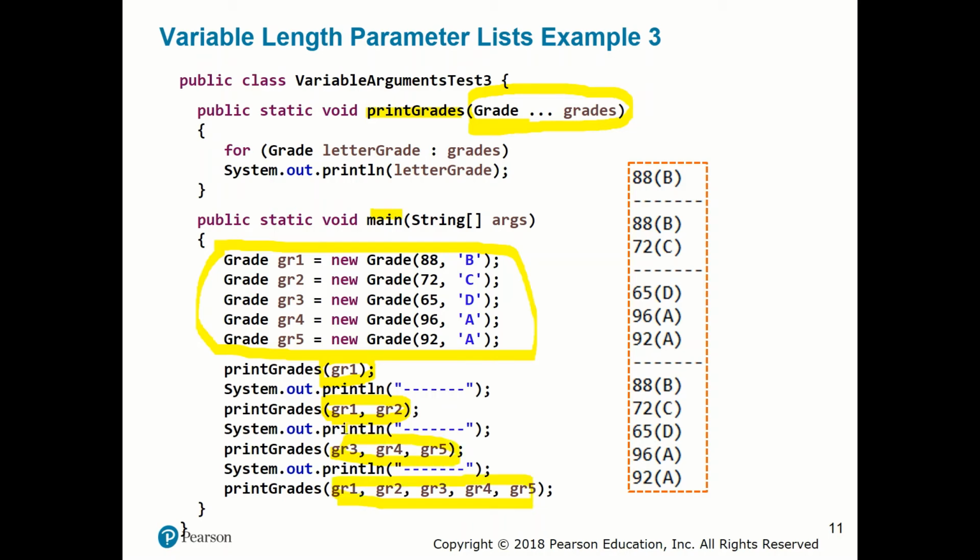According to this, the grades will have just one object, 2, 3, or 5 objects like that. And then it just prints out the objects. So this is the result. I think you can understand this one. So here I want to say that an object also can be a variable length parameter.